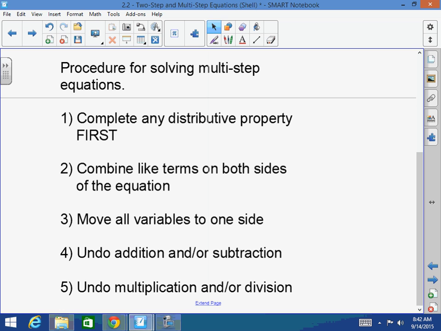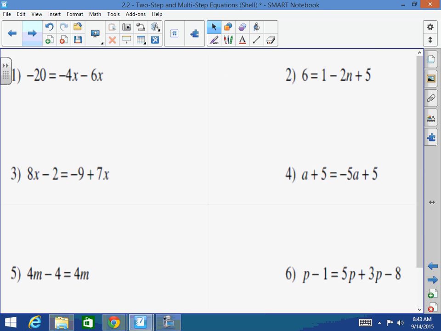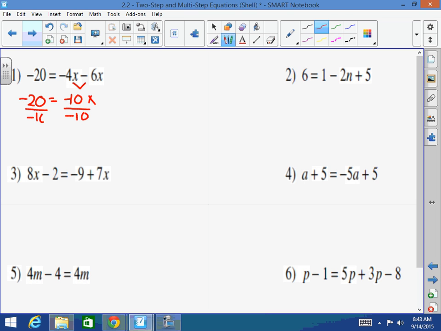So let's get right to it. The best way to learn is to do it. In this case, I've got negative 20 equals negative 4x minus 6x. I don't have any distributive property to complete, but I can combine like terms. Negative 20 equals negative 10x. Divide by negative 10, and blammo, you got your answer. x equals 2. So that's simple.